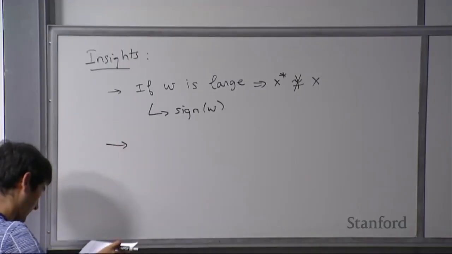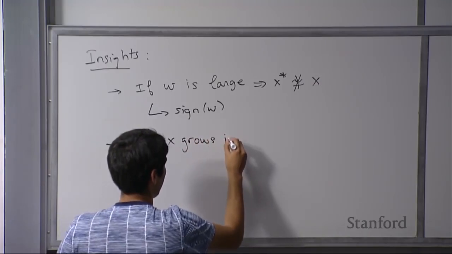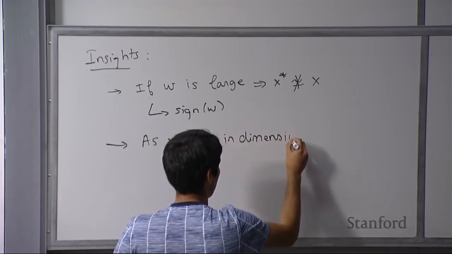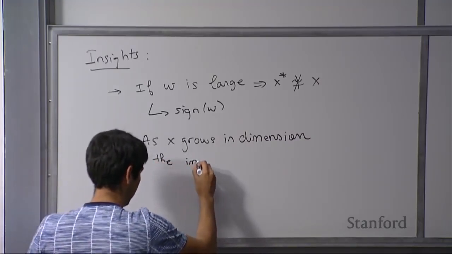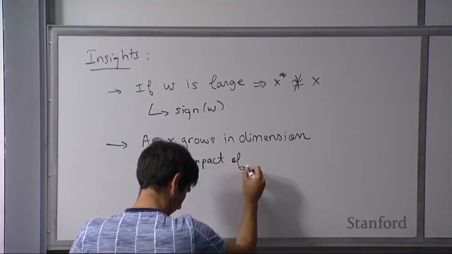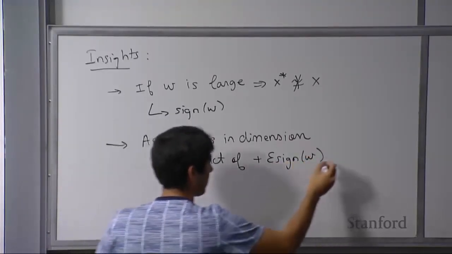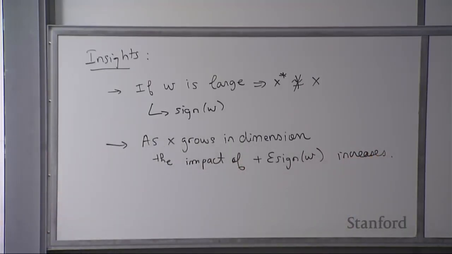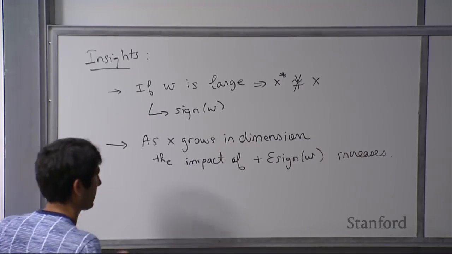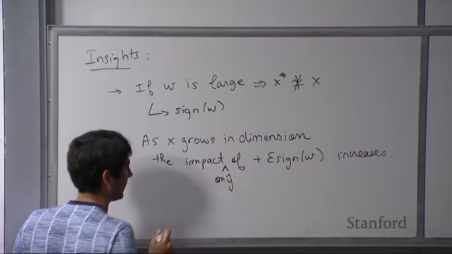And the second insight is that as x grows in dimension, the impact of plus epsilon sign of W increases. Does that make sense? So the impact of sign of W on y hat increases.